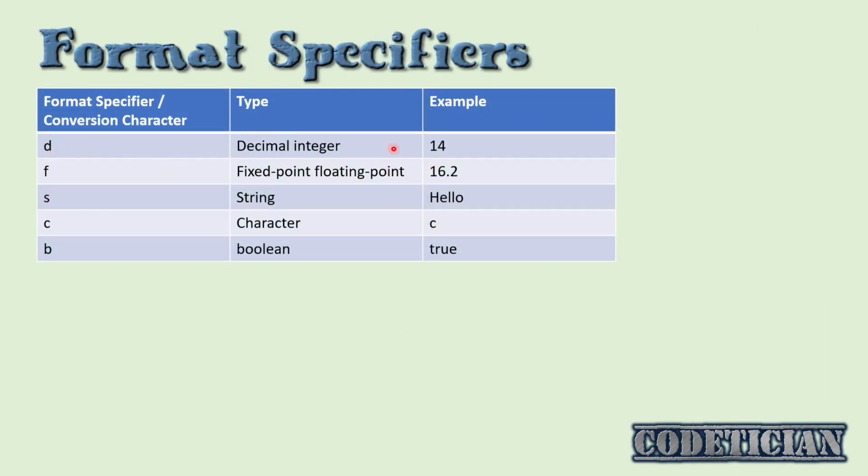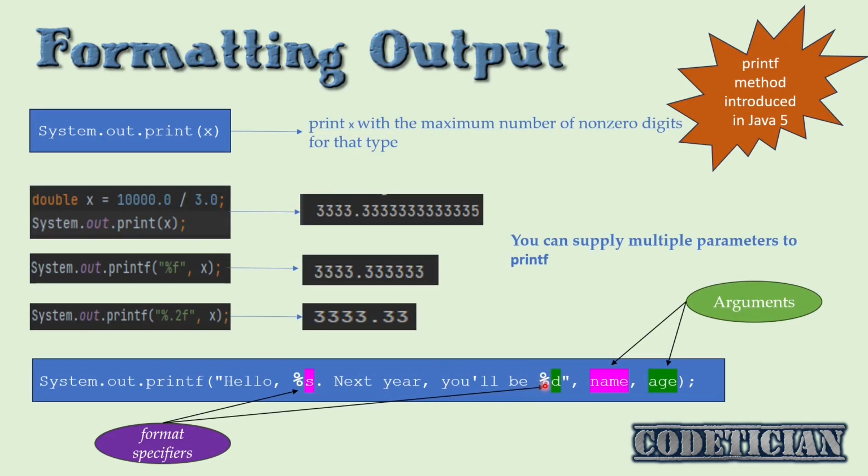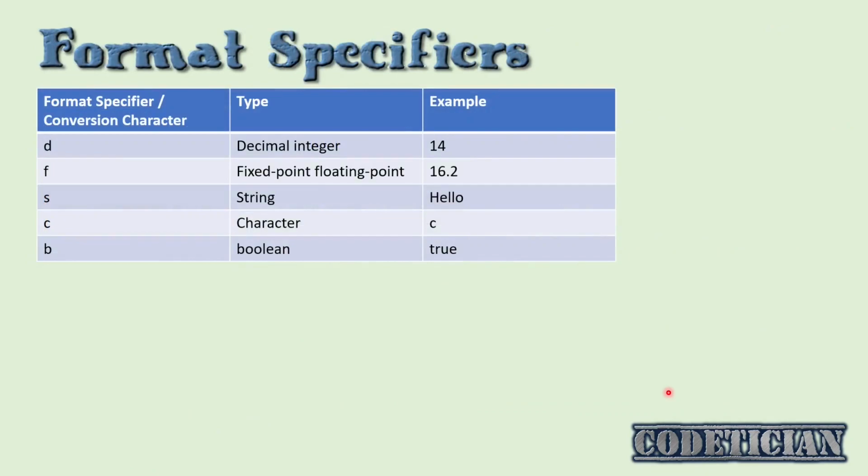So D indicates an integer, F is a floating point number, S is a string, C is a character, and B is a boolean. So suppose in the previous slide, if I wanted to use this as a boolean, then I would replace this D with a B, but then this age could be true or false, not an integer. Now remember this point very clearly. Suppose you're using D here and then in age you are specifying a floating point number, then definitely you are going to get an exception in your code. So these are the different kinds of format specifiers which we are going to see in our practical section.